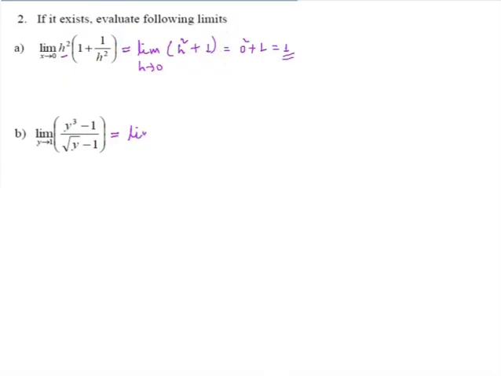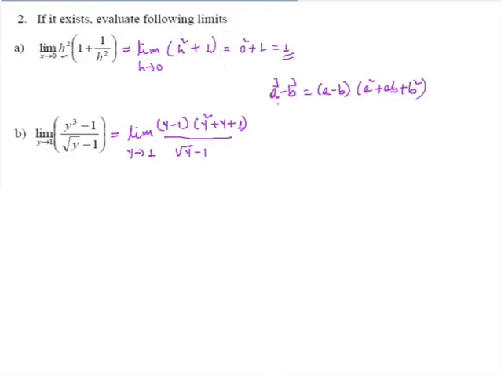So this is the same as the limit of y cube minus 1, which means y minus 1 times y square plus y plus 1, you can check, over radical y minus 1 as y approaches to 1. One thing we need to know here is that a cube minus b cube means a minus b times a square plus ab plus b square.